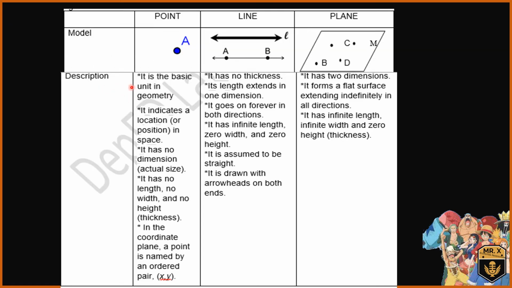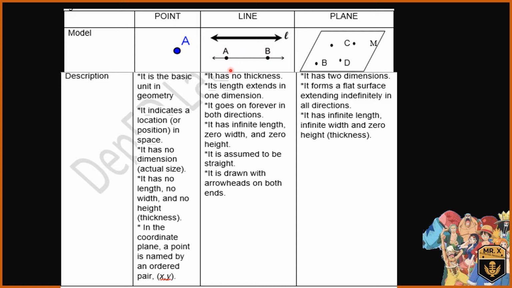Now, to describe the point, it is the basic unit in geometry. It indicates a location or position in space. It has no dimensions, no actual size. It has no length, no width, and no height or thickness. In the coordinate plane, a point is named by an ordered pair (x, y).